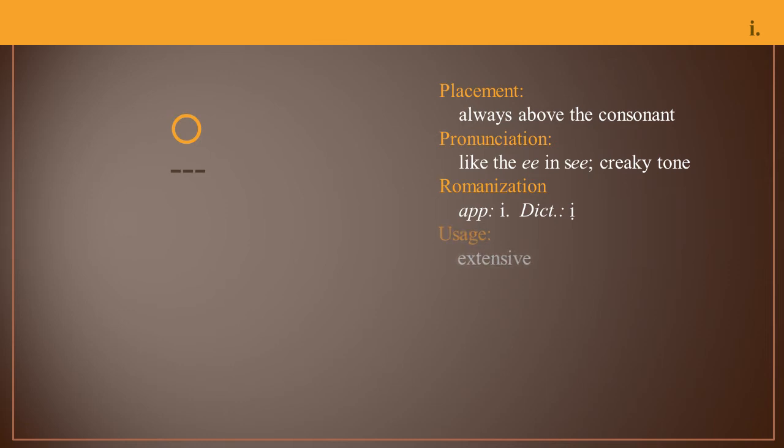The usage of this vowel is very extensive. You're going to see a lot of it. You're going to see it in words such as these. To know is ti. A promise, gadi. Until, ti.